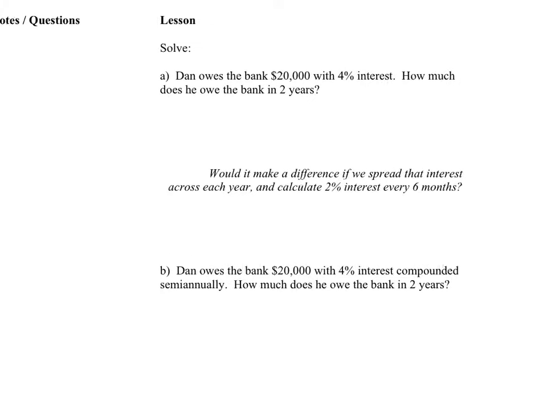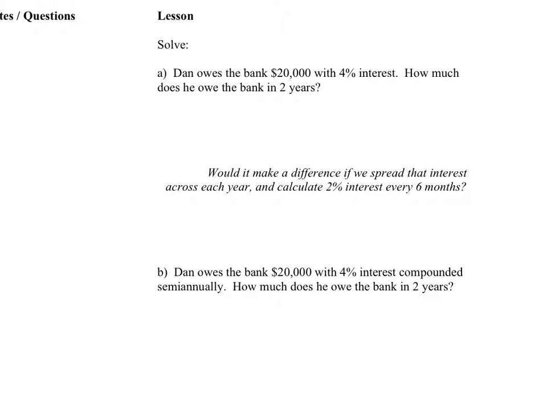So basically, this lesson takes what we've been doing with exponential growth and decay and just adds one tiny tweak to it. Before we even add that, let's say that we've got this situation A where Dan owes the bank $20,000 with 4% interest. How much will he owe the bank in 2 years?